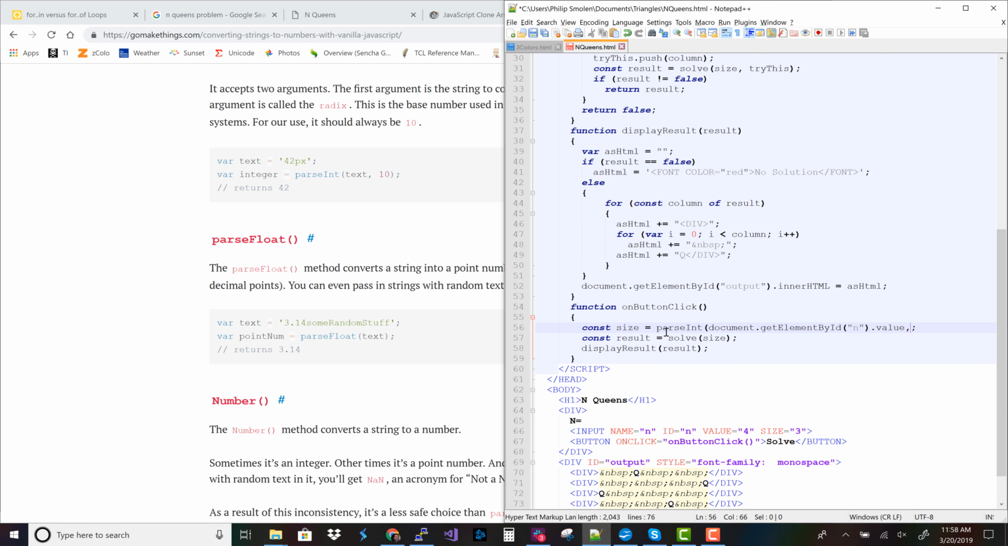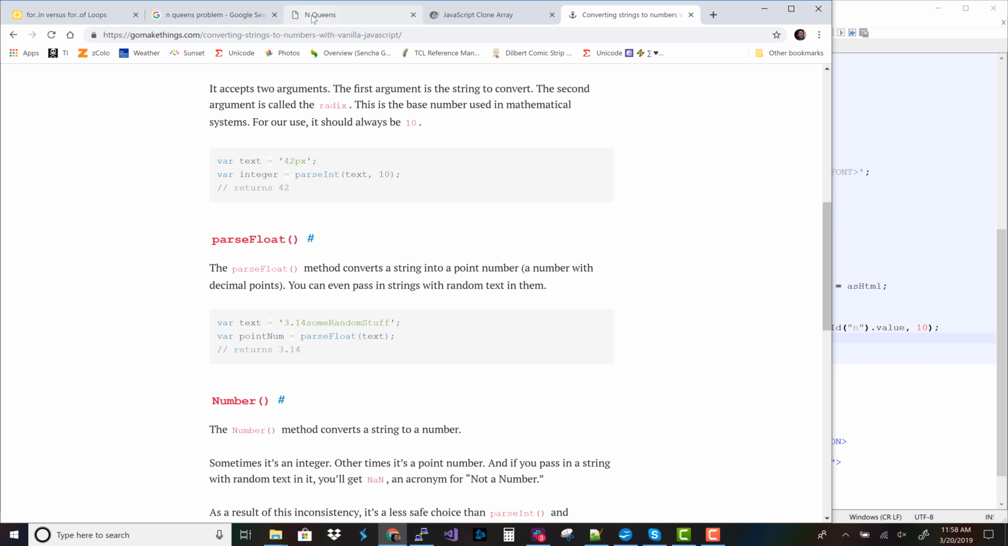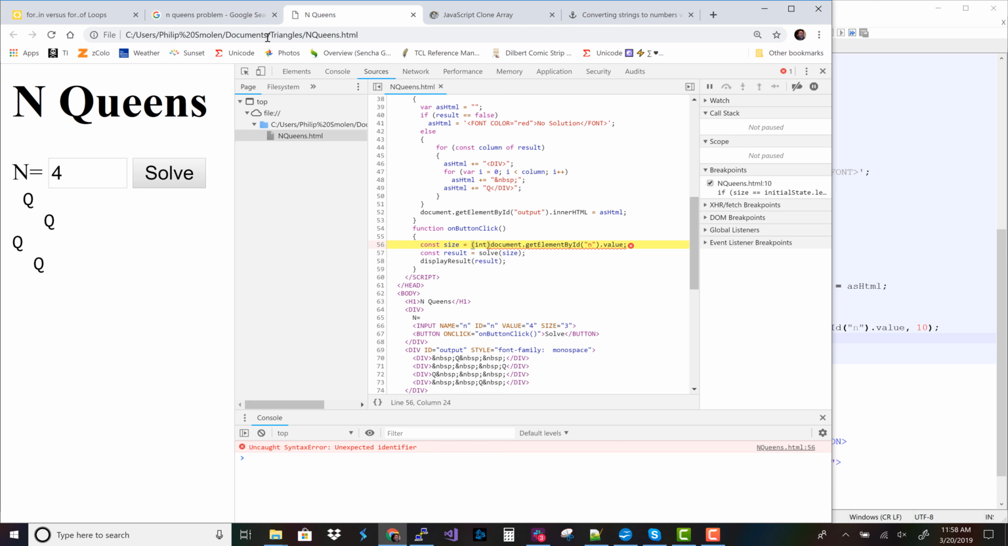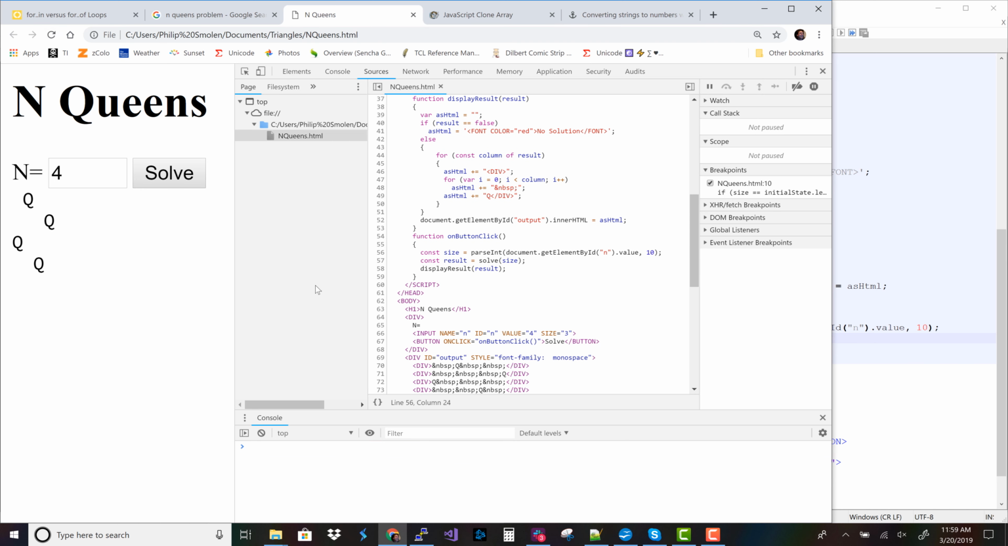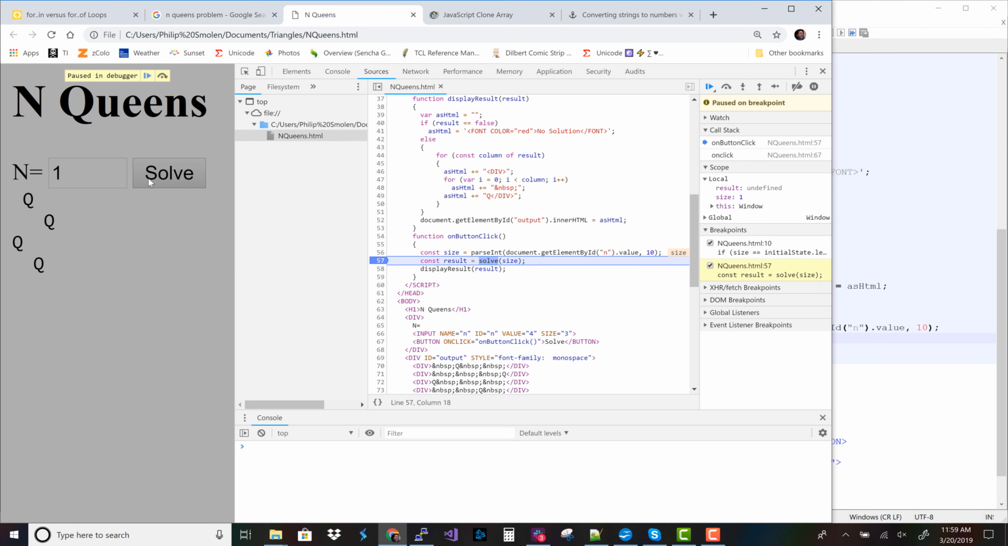So again, it's going to read that. We're going to put it into base. We're going to assume it came from base 10. And one more time. Let's say reload. And size. Yes, we got rid of the quotes.